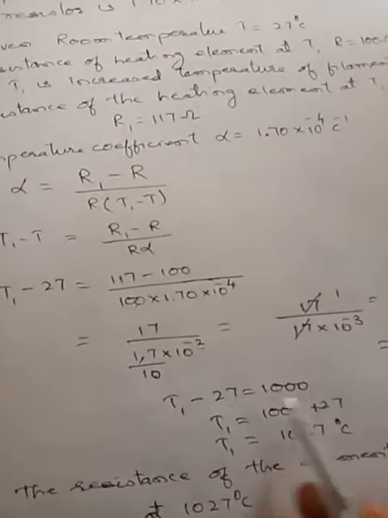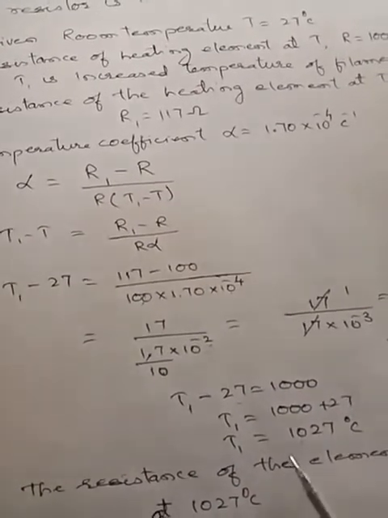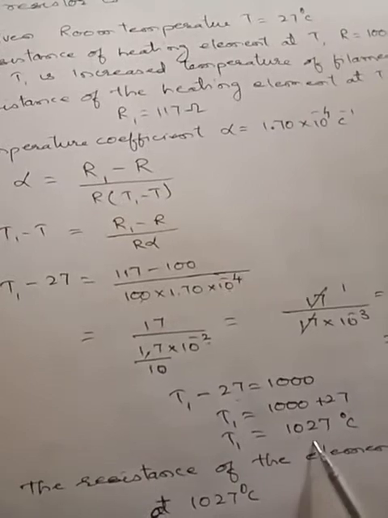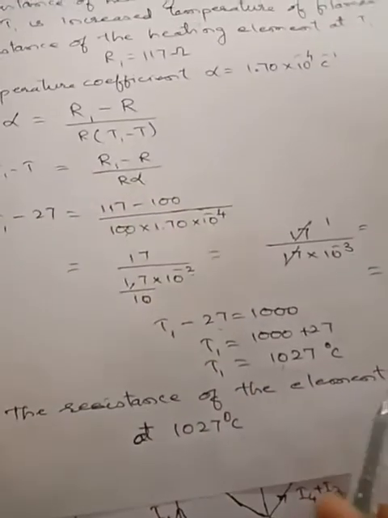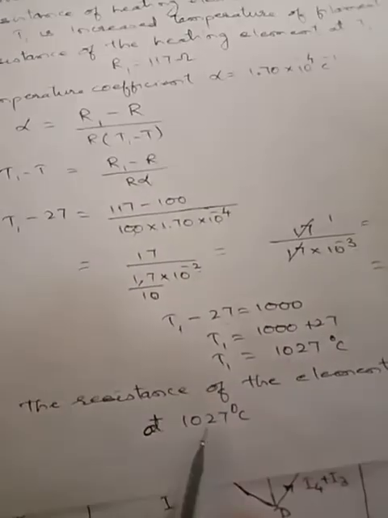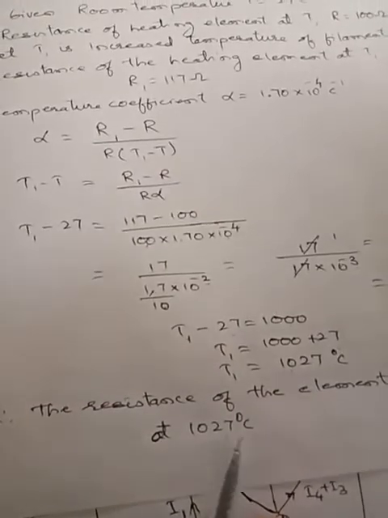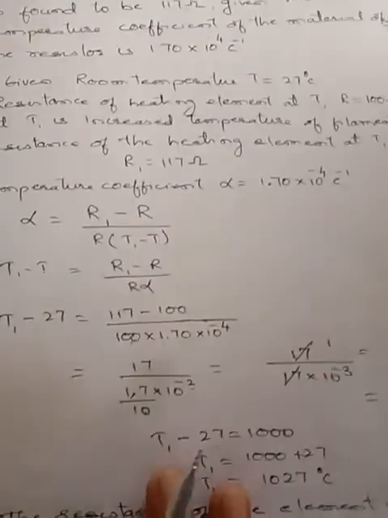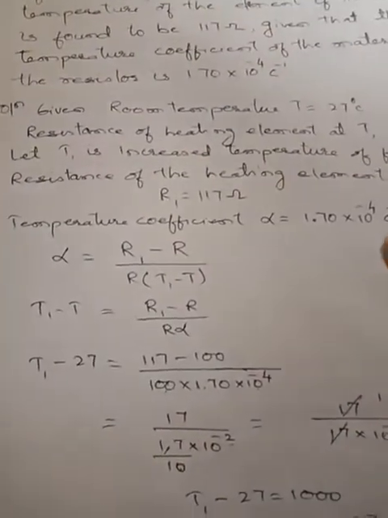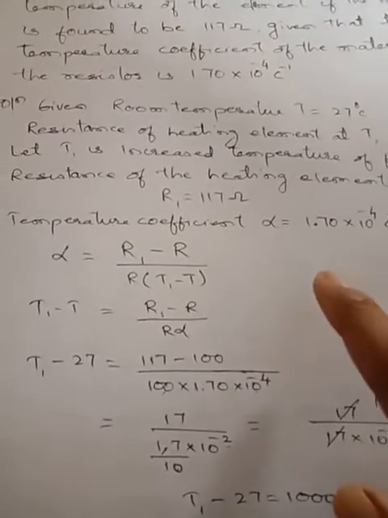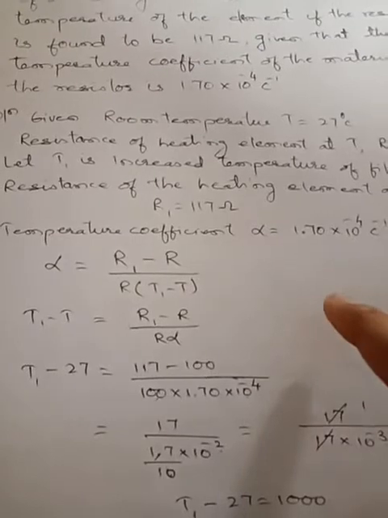Now the right hand side is 1000. So T1 minus 27 is equal to 1000. So send this minus 27 to the other side, so it will become plus 27. So T1 value will become 1027 degrees centigrade. So the resistance of the element is 117 ohm at 1027 degrees centigrade. So this problem is on the basis of temperature coefficient of resistance of material. So this is the sixth problem. These problems are from the NCERT textbook only.